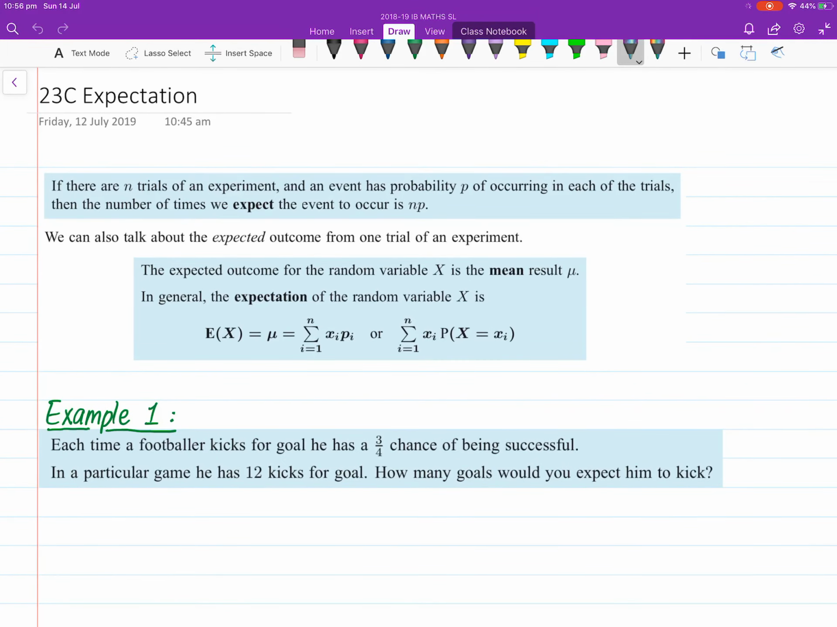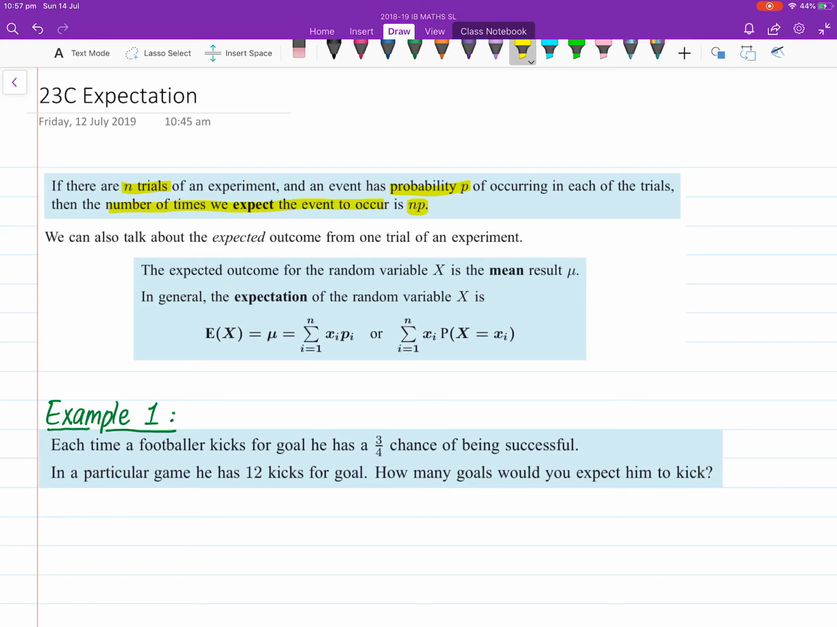Okay, Year 12, here is 23C, which is about expectation in an experiment. What we expect to happen in theory is different to what actually happens in real life or in an experiment. So we usually say, let's say there's n trials of an experiment, the number of times you do it and repeat it. And let's say the event we're looking for has a probability of p. The number of times we expect the event to occur is quite straightforward. It's just n times p.